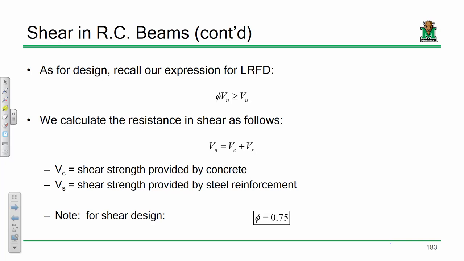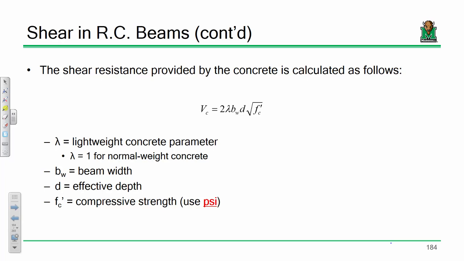When it goes, it goes quick. Now let's talk about each of these numbers. What about V sub C? V sub C is the shear capacity provided by the concrete. It is a plug and chug expression. Everything that's in this equation you have seen before. So lambda, the lightweight aggregate factor. If you have lightweight concrete or sand lightweight concrete, it's less than one, the exact same values. 2 times lambda times b sub w, the width of the web. If you have a rectangular beam, it's just the width, times the depth, times the square root of f'c.